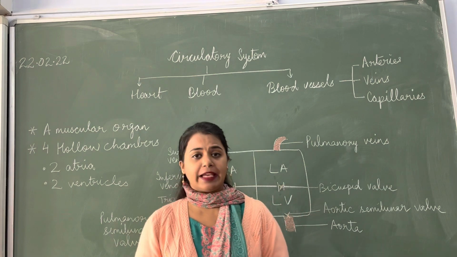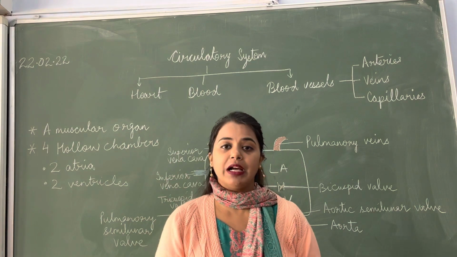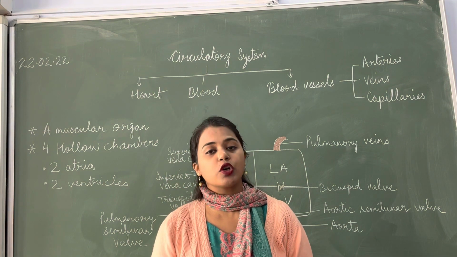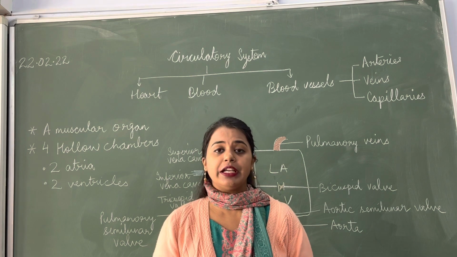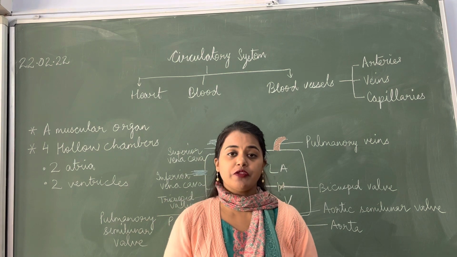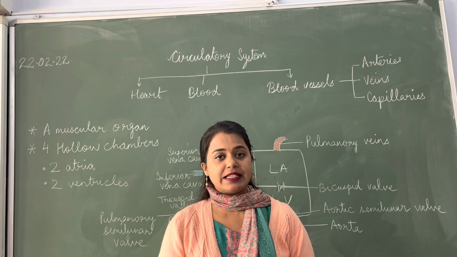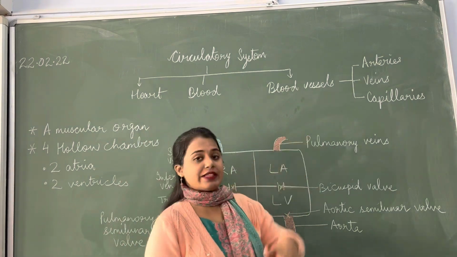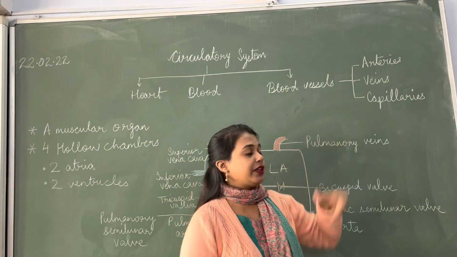Now moving on to the second component, that is blood. The main function of the blood is to transport the digested food, oxygen, carbon dioxide, excretory waste, hormones and body heat throughout the body. And there are certain components of the blood, that is platelets, WBCs, RBCs and plasma. And third component, that is blood vessels. There are three blood vessels: arteries, veins and capillaries.